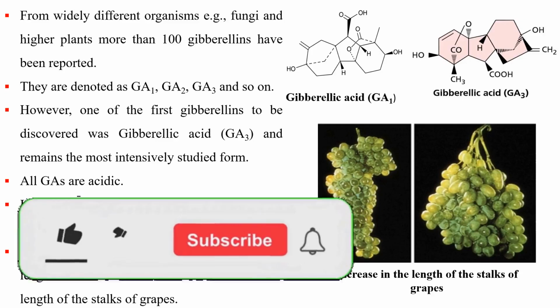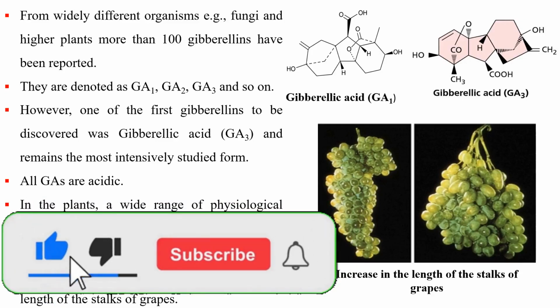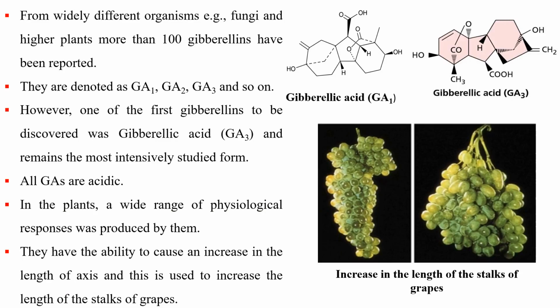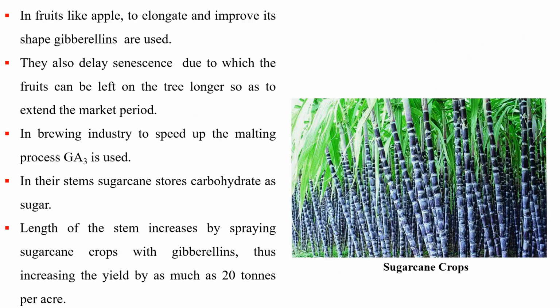They have the ability to cause an increase in the length of the axis, and this is used to increase the length of the stalks of grapes. In fruits like apple, gibberellins are used to elongate and improve the shape. They also delay senescence, due to which the fruits can be left on the tree longer so as to extend the market period. In the brewing industry, GA3 is used to speed up the malting process.